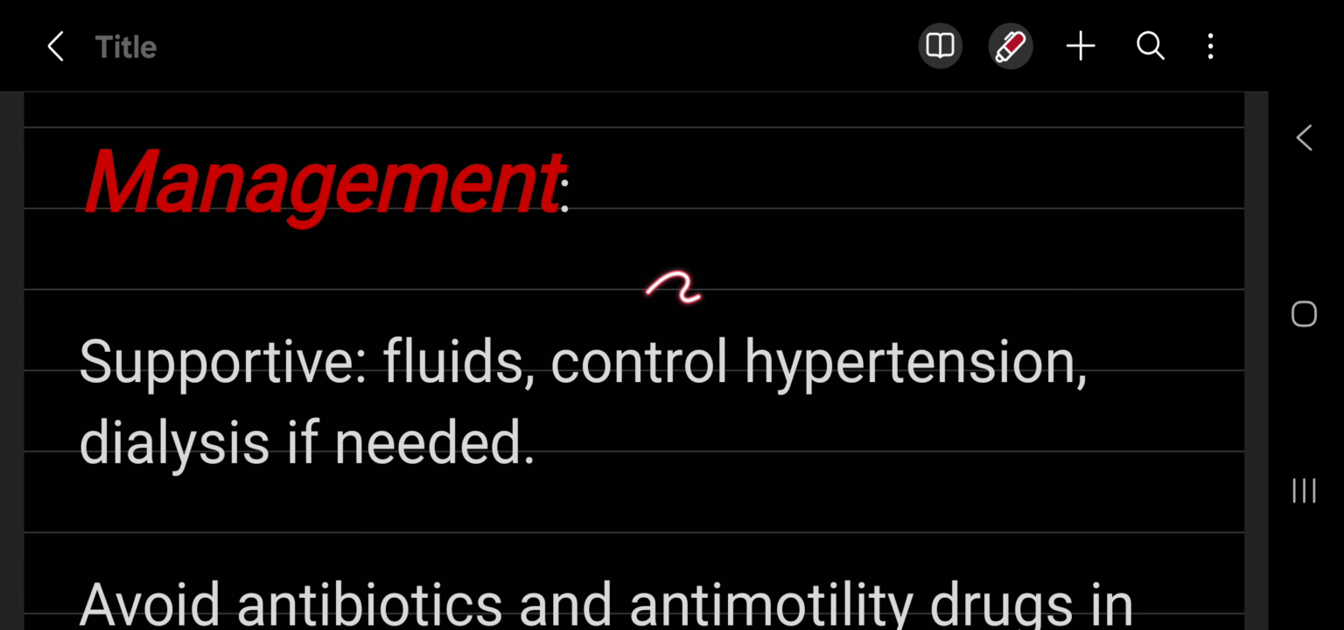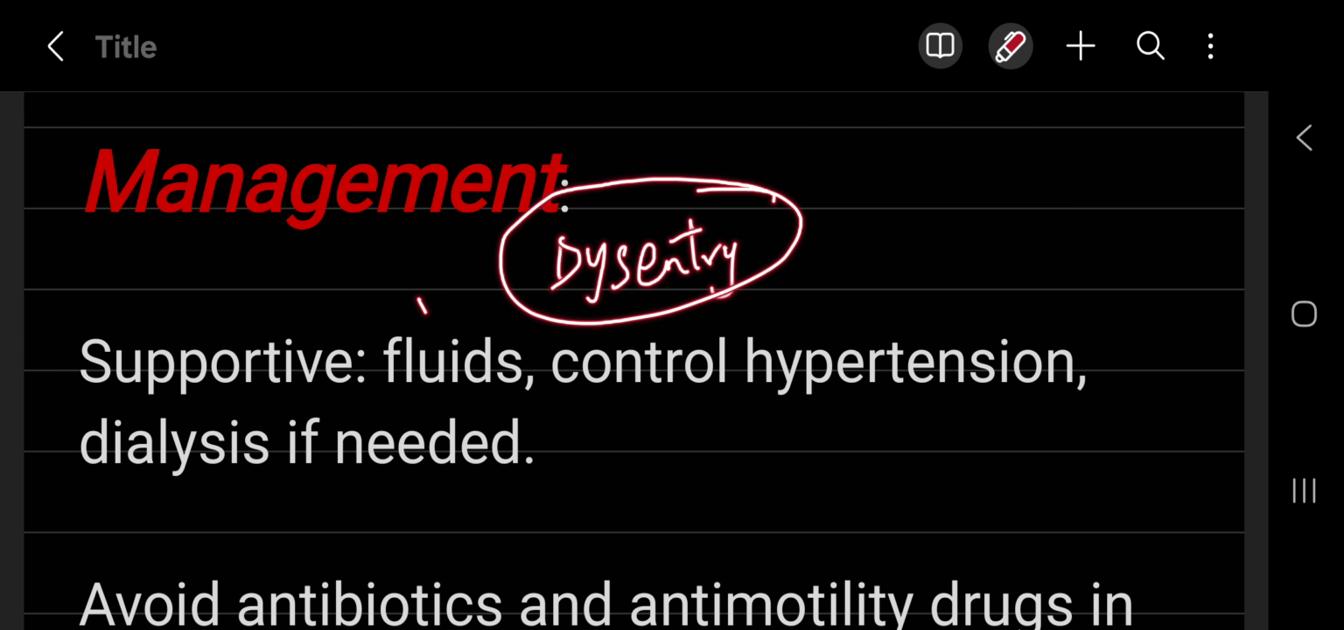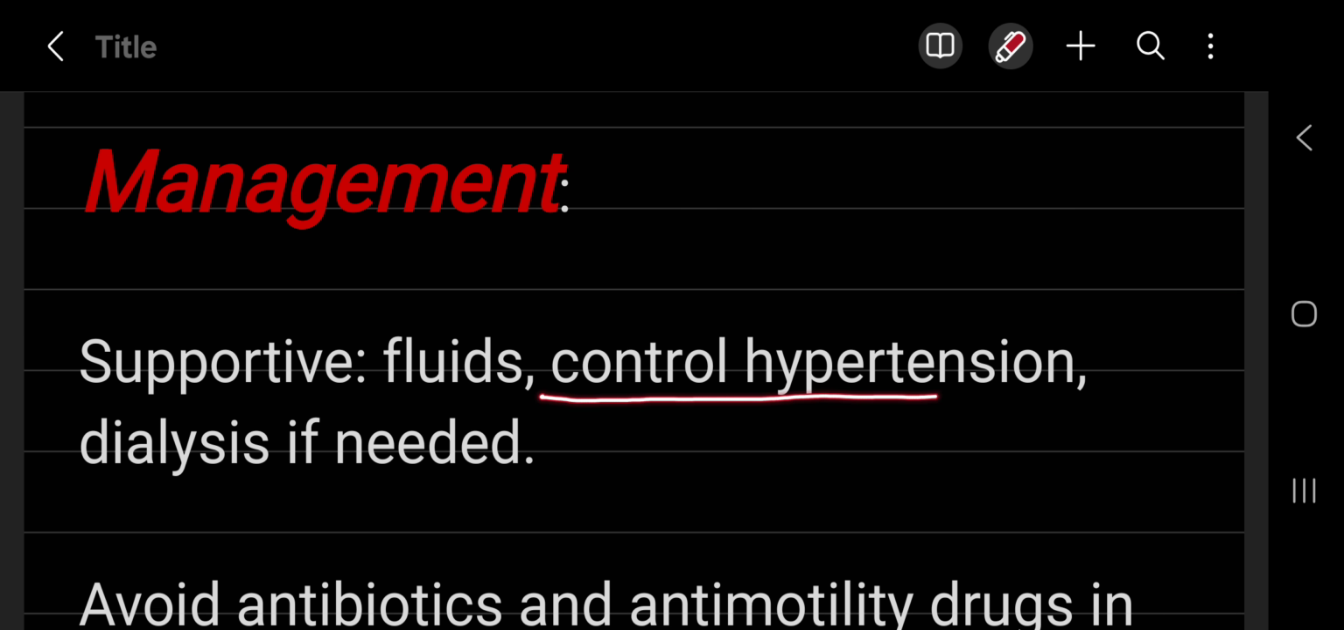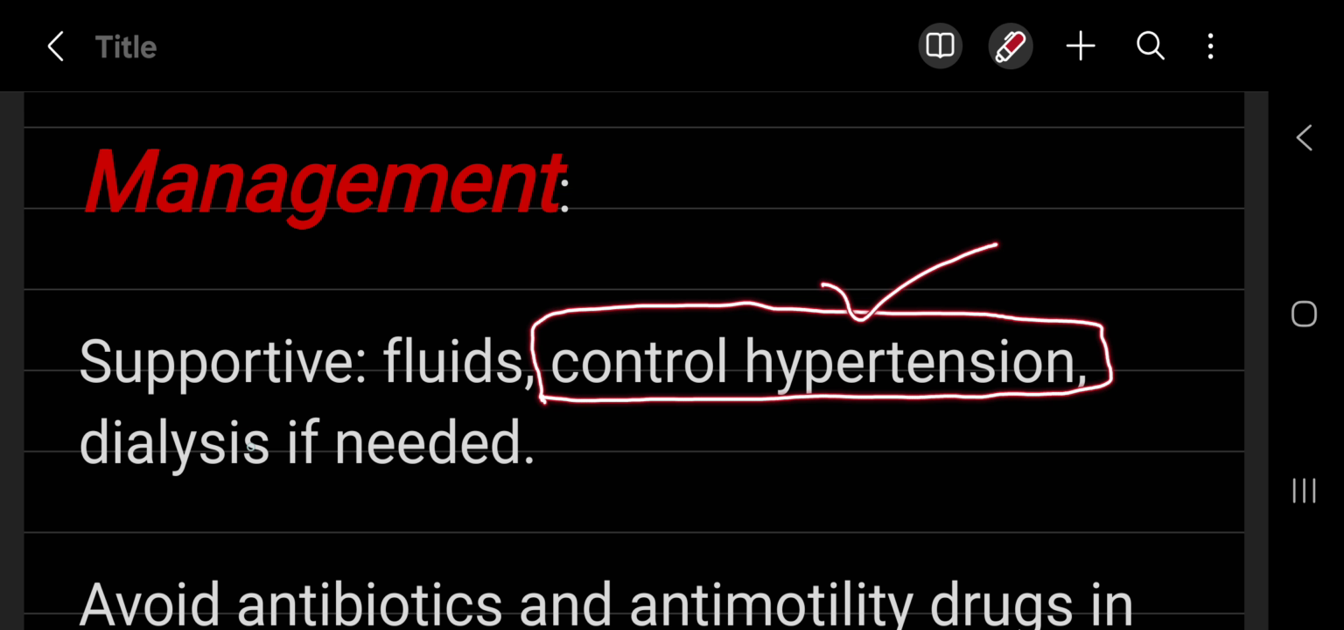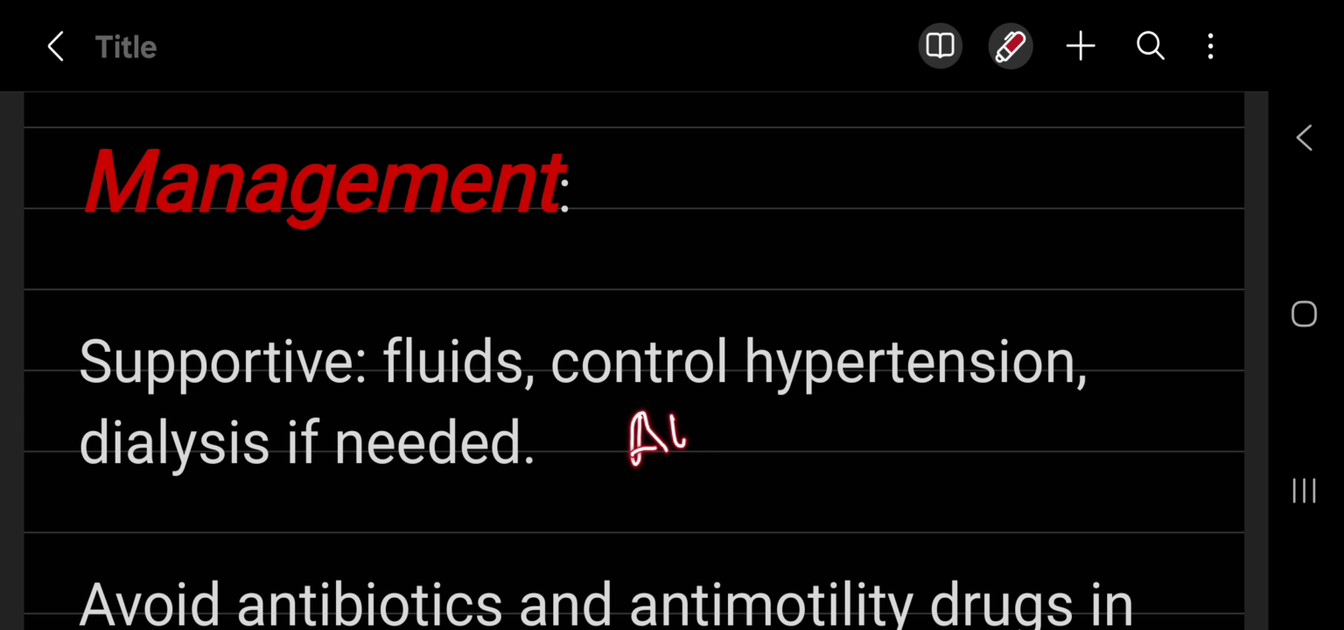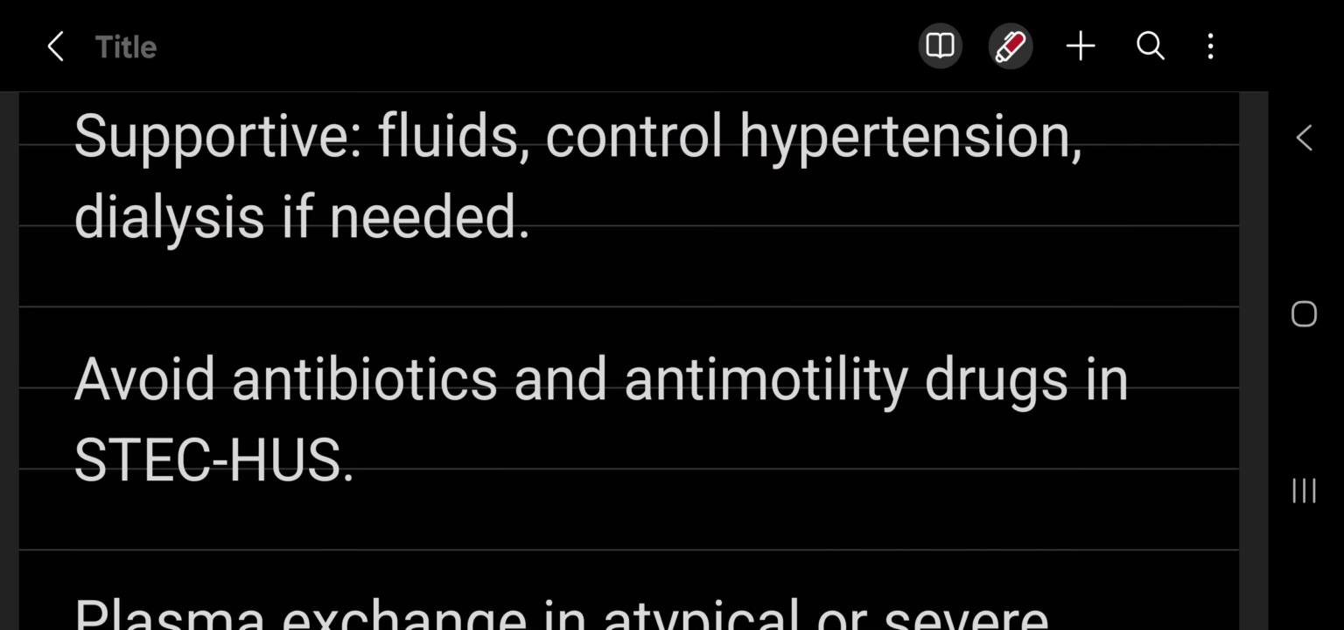Now you have the diagnosis of HUS. How will you manage hemolytic uremic syndrome? It is mainly supportive treatment that is required. You have to hydrate the patient, especially when the patient has dysentery due to E. coli O157H7. So you have to give fluids. You have to manage the hypertension. If there is acute kidney injury, then it can lead to hypertension, so you have to control hypertension. And when there is severe acute kidney injury and there is indication for dialysis, then you should go for dialysis.